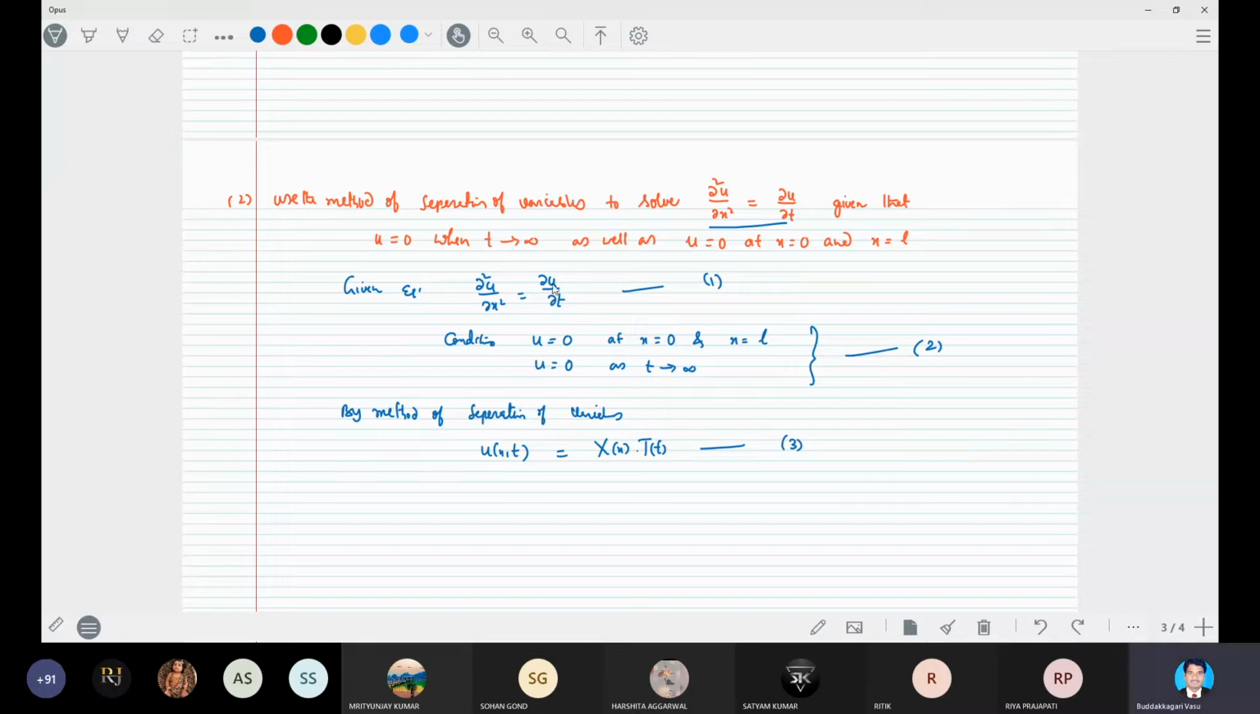For solving this equation 1 by the method of separation of variables, it guarantees the 3 possible solutions. I am writing here the 3 possible solutions. What are the 3 possible solutions here?